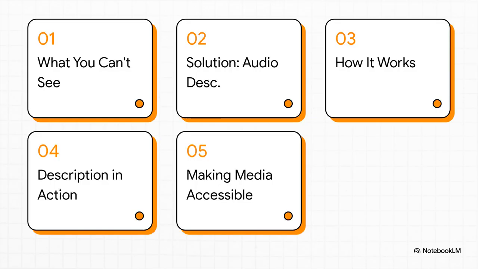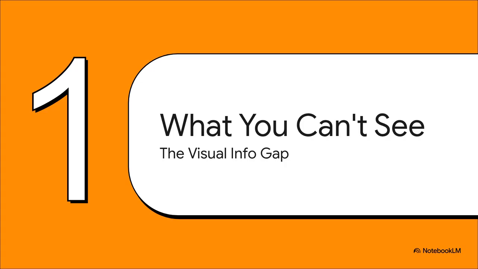Okay, so here's how we're going to tackle this. First, we'll dig into the problem, what people are actually missing. Then, we'll talk about the solution, which is audio description. After that, we'll see how it's done, look at some real-world examples, and finally, we'll wrap it all up with why this is so critical for anyone creating content today. All right, let's start with that problem, the visual information gap.